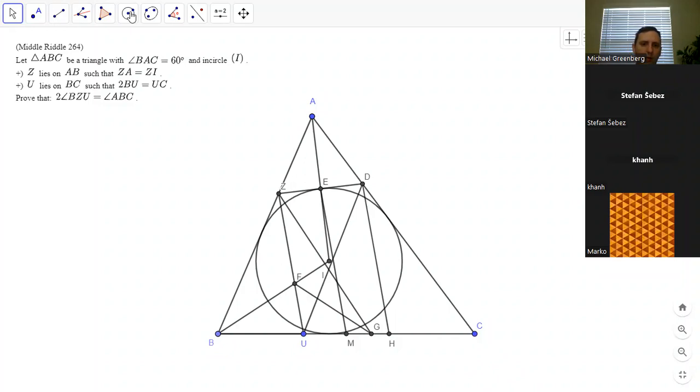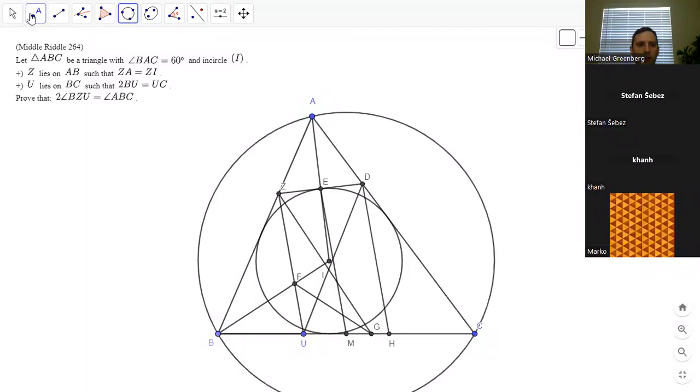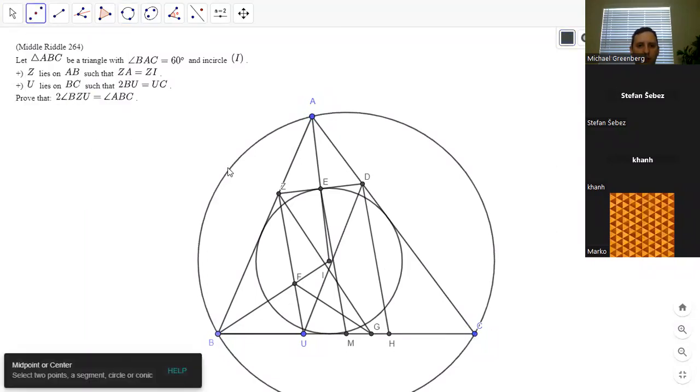Maybe there's some other cyclic quadrilateral here. Let's see if this is cyclic. No. But I feel like when you have a 60 degree triangle like this, there's something cyclic. So angle BIC is 120. Let me draw it. We have BIOC is cyclic, where O is the circumcenter. I don't know if that helps.